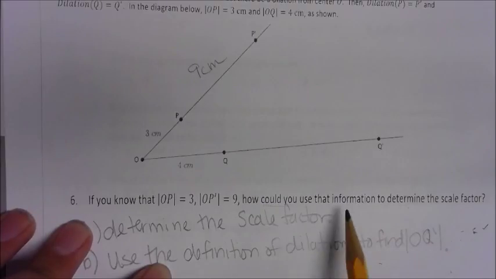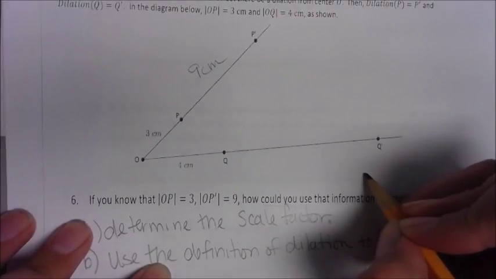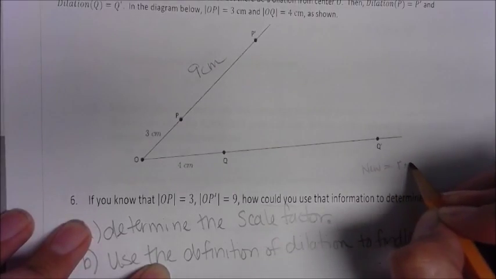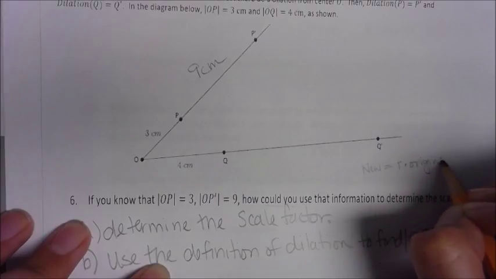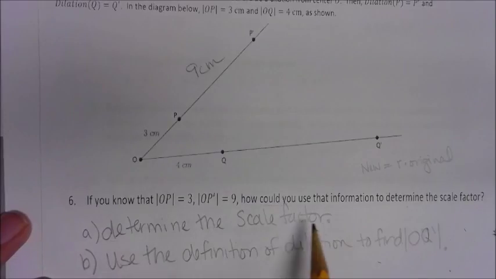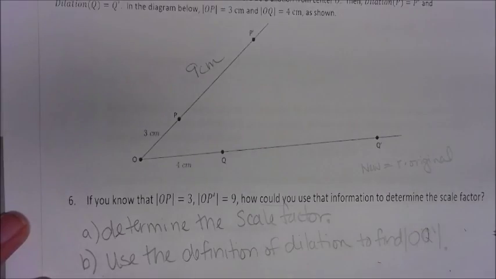You should know by now that anytime we're talking about scale factor, we are going to use that equation where the new one, or the prime measurement, is equal to scale factor times the original. Using that information, I would like for you to A, determine the scale factor of this figure, and B, use the definition of dilation to find the measurement of OQ prime. So you're welcome to rewind and look at the previous example to help you find that.